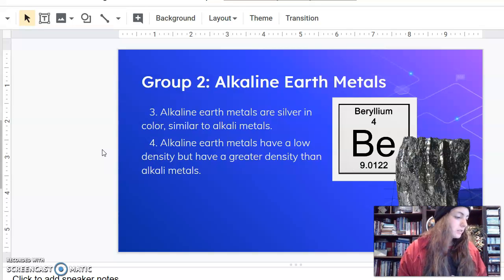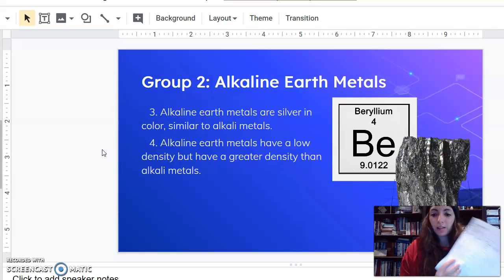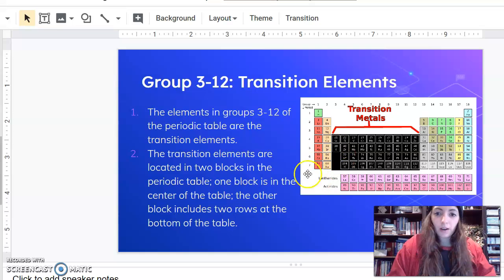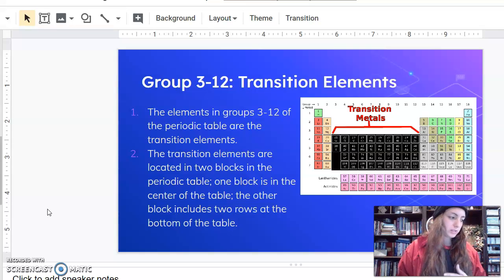And then our last question is about transition metals. Our last couple questions are about transition metals. And again, our transition metals are groups 3 through 12. And they're located in 2 blocks. So just give me a couple examples of transition metals. I chose iron, copper, and gold as my examples. You could choose any examples here. You have a lot to pick from.